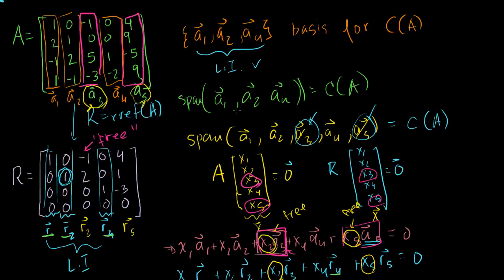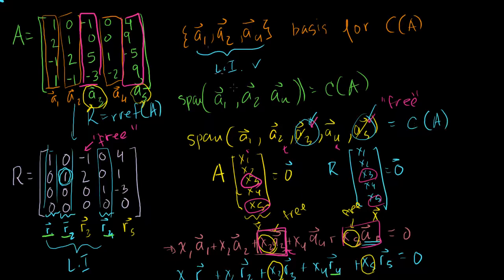So given that, we've shown you that, look, these free vectors, and I'm using my terminology very loosely, but these ones that are associated with the non-pivot columns, can be expressed as linear combinations of these guys. So they're unnecessary. The span of this is equivalent to the span of this. The span of this is the column space of A.